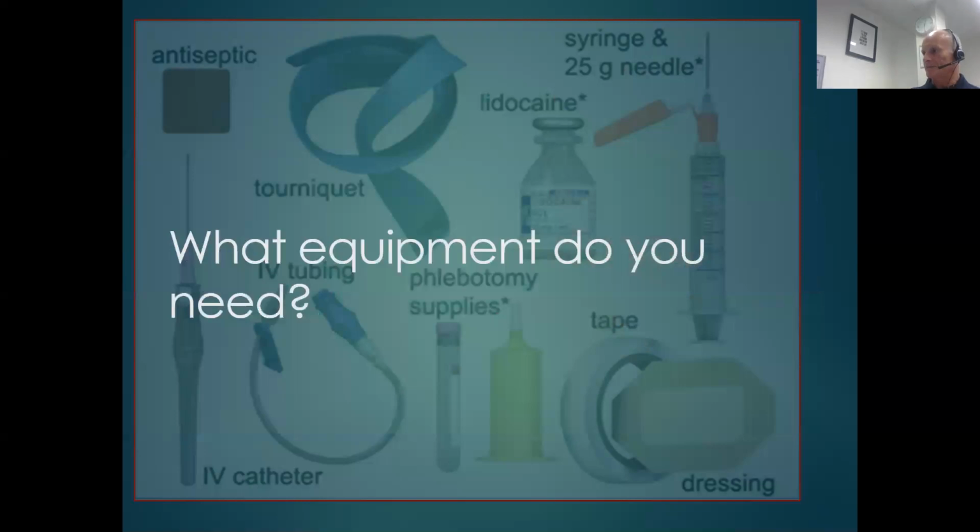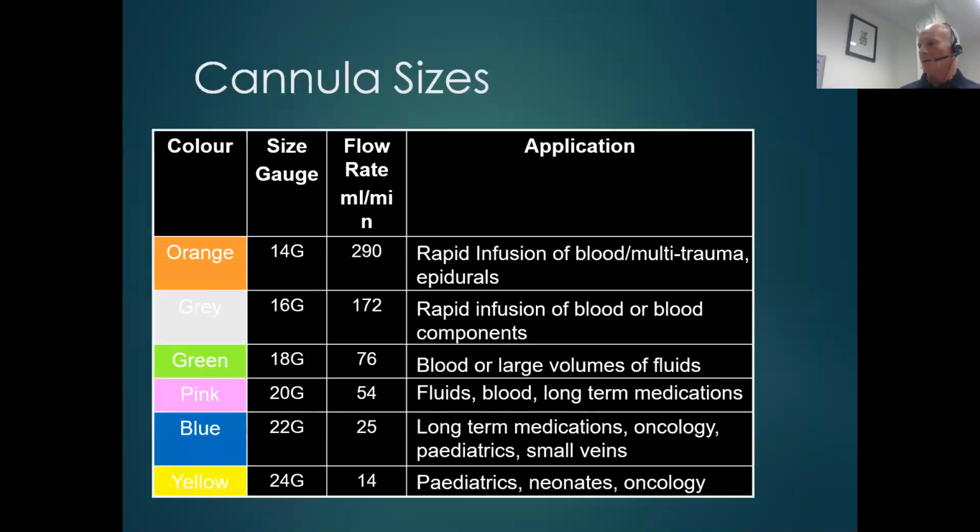Okay, what equipment do I need? Obviously we need cannulas, and we can go through the charts there. The orange is a 14 gauge. So as the gauges go up, they get smaller. So 14 gauge, I'm looking for rapid infusion of blood, multi-trauma and epidurals. 16 is very similar, and as you see there, the flow rate, what I can put in per minute, is alongside there as well. For us, we tend to use our 20s and our 22s, again 18s, and for our PDs and neos, little tiny 24 gauge.